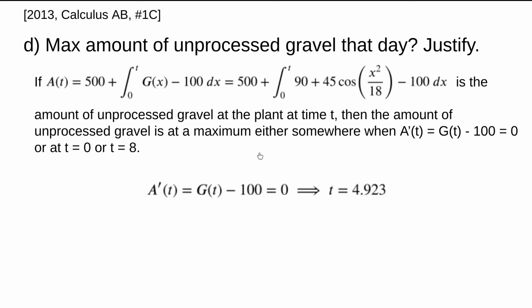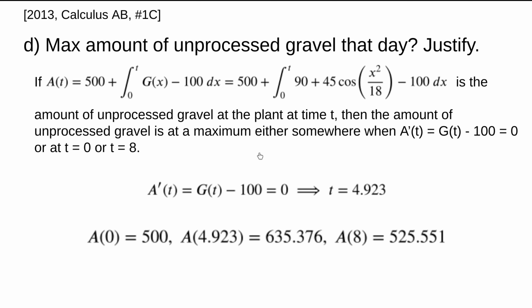If that's going to be 0, that means that g of t equals 100, and you can use your calculator to find a solution to that equation. The time at which that happens will be t equals 4.923. But now we have to evaluate our amount function there to see how much actual unprocessed gravel is there at that time. And then we have to compare that to the amount of gravel at the endpoints. So just checking, the question stem says they started with 500 tons, so A of 0 is 500. The value of A at this value of t, 4.923, is 635.376 tons.